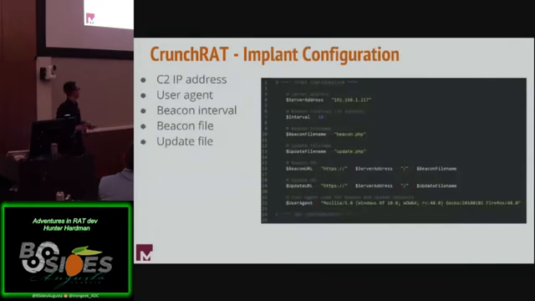So implant configuration. I wanted it as customizable as possible. So C2 IP address, user agent. So every time the beacon updates or beacons, that's the user agent that it's going to be using. As far as beacon interval, and then beacon file and update file, which please change those because by default they're just beacon.php and update.php.